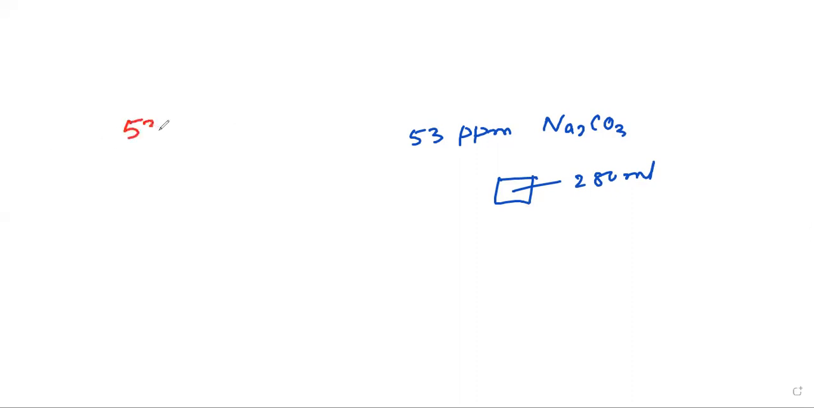So this way you solve. 53 ppm is given here. Mass of Na2CO3 by 250 times 10 to the power of 6, so that you don't know, so upon 250 into 10 to the power 6. And you have to find the value of x, the mass of solute Na2CO3.